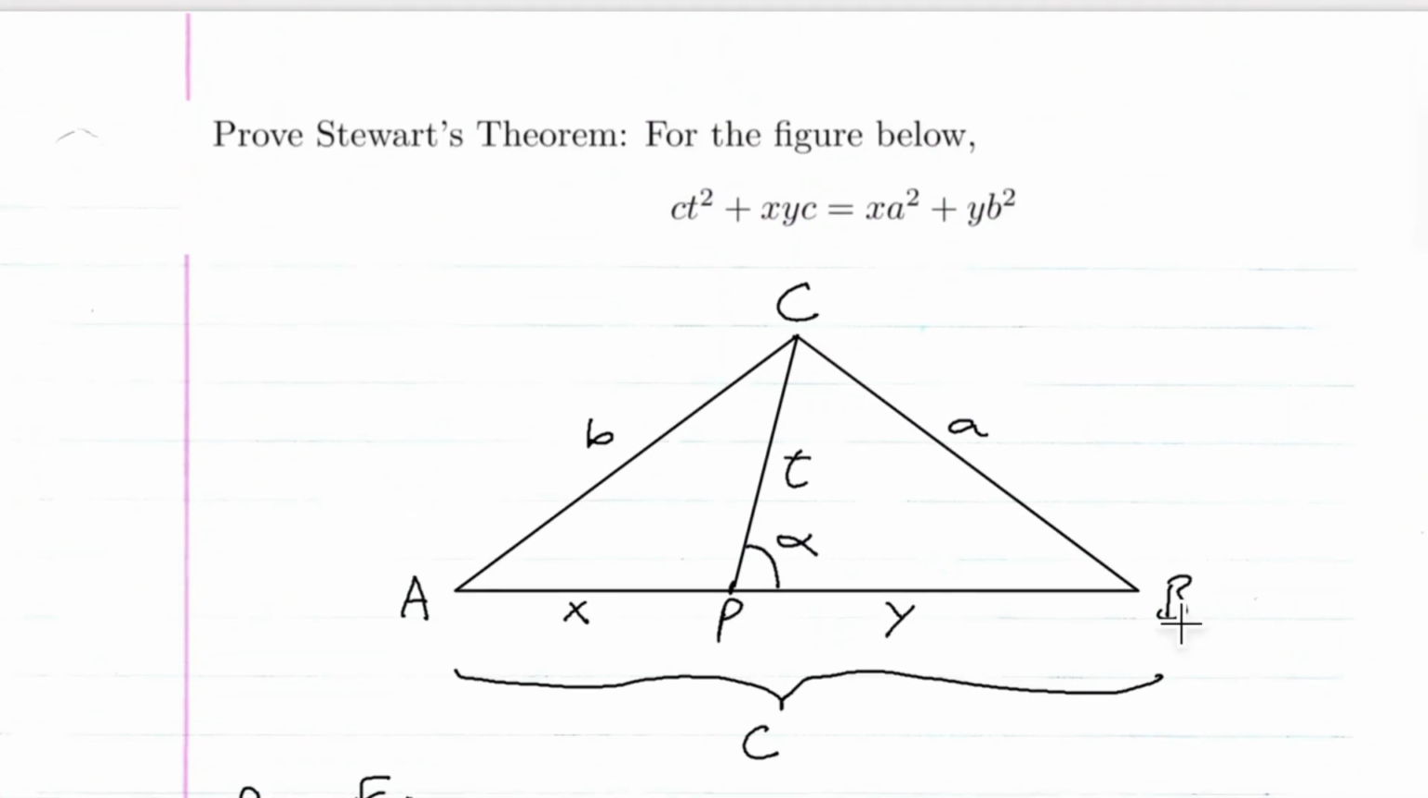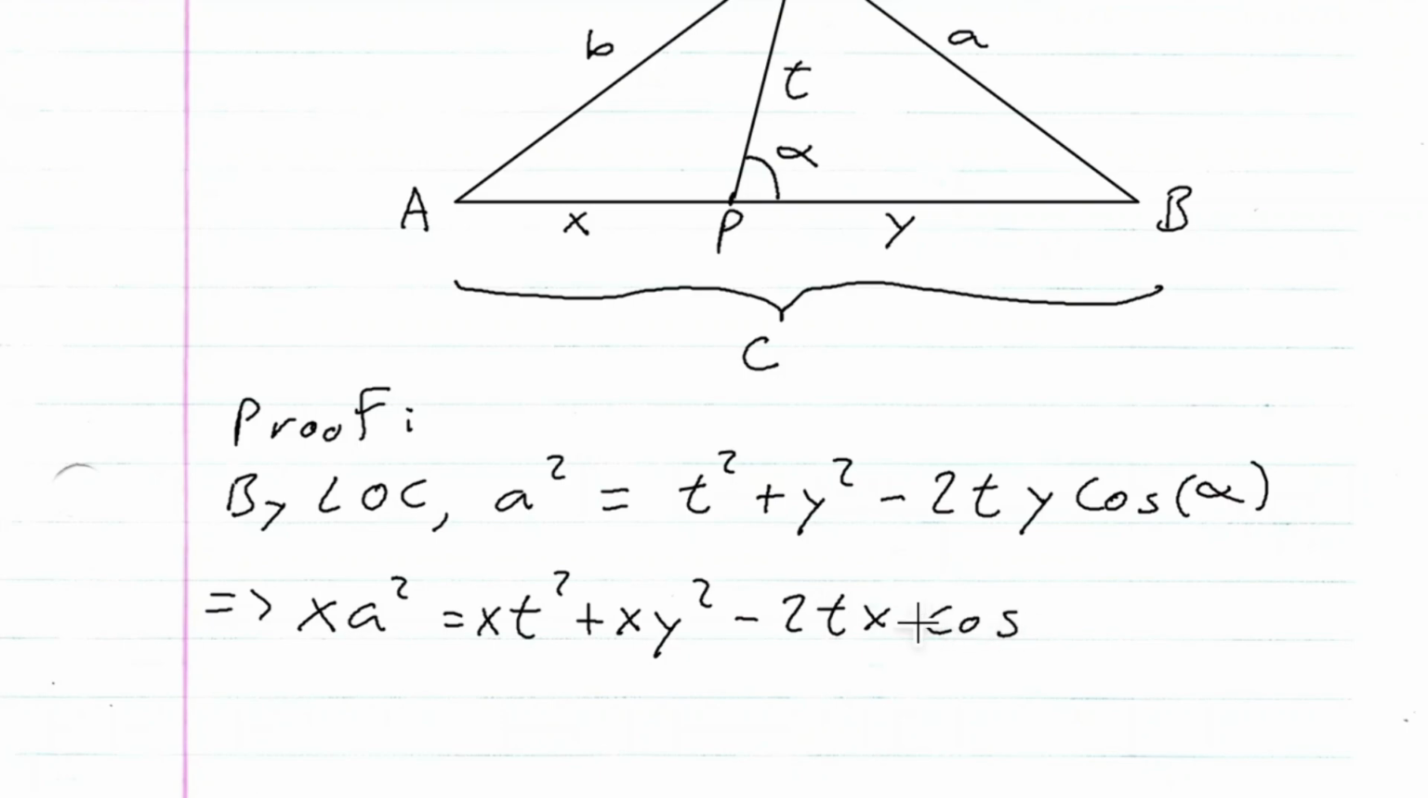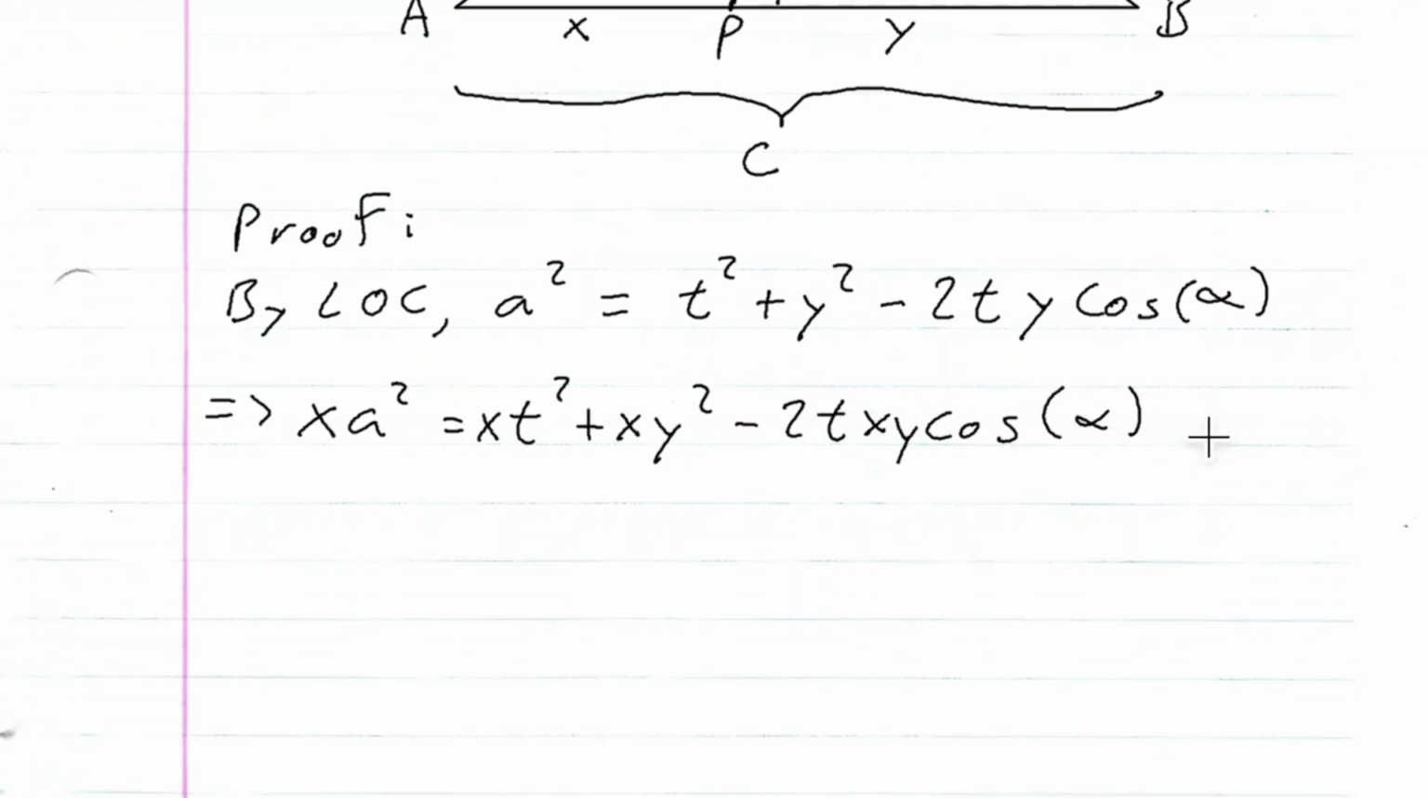Okay, so of course I want xa squared. So what I'm going to do is multiply both sides of this equation by x to get my xa squared. So xa squared is equal to xt squared plus xy squared minus 2txy cosine of alpha. Okay, so this is an important one, so I'm going to put a star next to it.